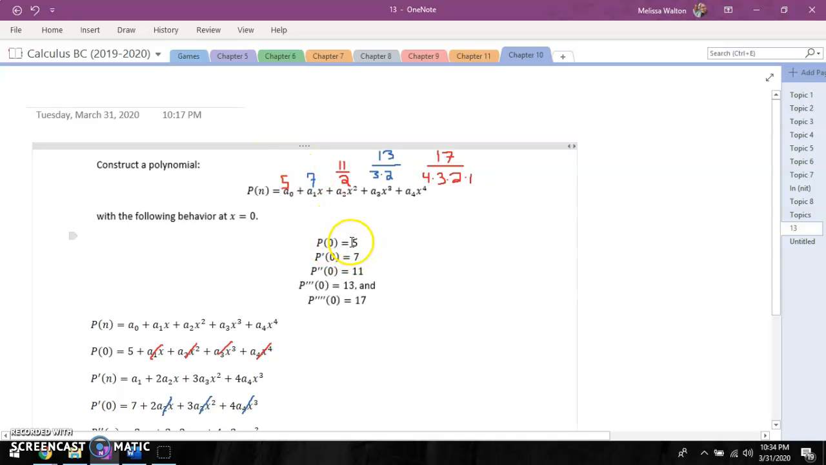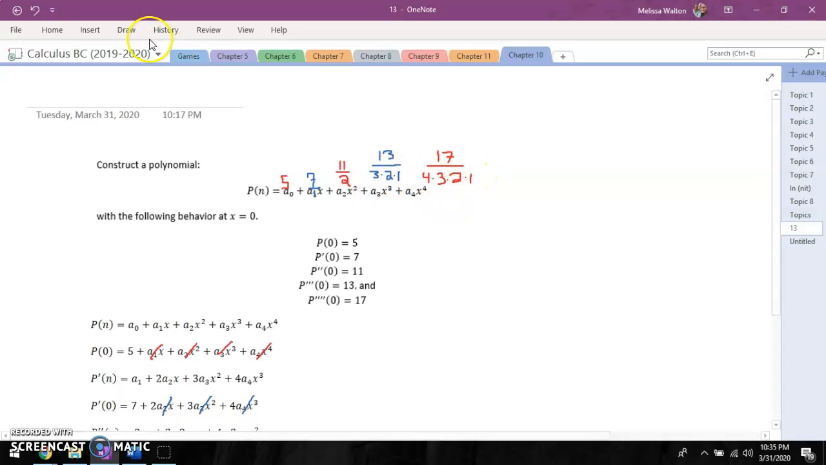Guys, my constant term was 5. Cool. My first term had a coefficient of the first derivative. Technically here, could I divide by 1? Yes. All right. For my second term, my coefficient, well, 11 is my second derivative, but then I divided by 2. My coefficient for my third term, 13 is the third derivative, divided by 3 times 2, technically times 1. And here we go, last one, my fourth coefficient is going to be my fourth derivative divided by 4 times 3 times 2 times 1.